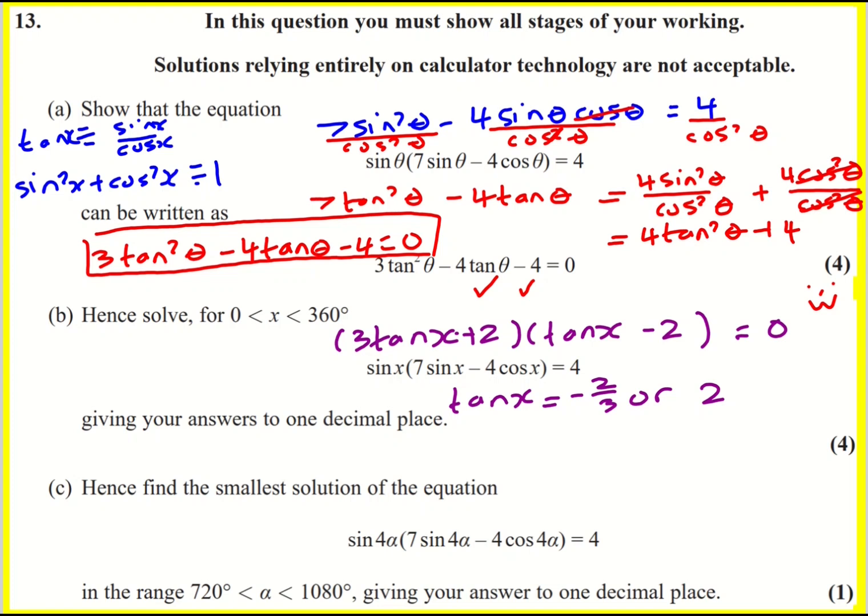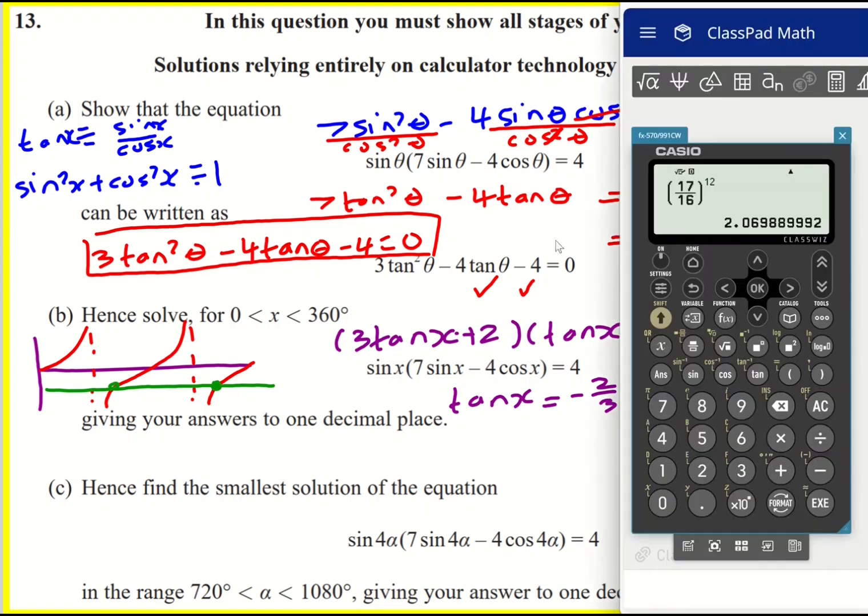Okay, so now I can do inverse tan of minus 2/3. We're solving between 0 and 360. We'll draw the tan graph. Look like that. So I'm going to get 2 solutions for minus 2/3. Let's do it. So I get minus 33.6.